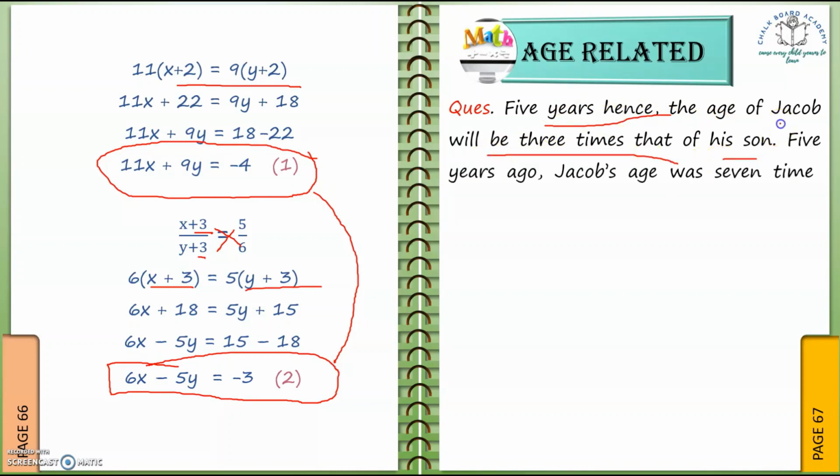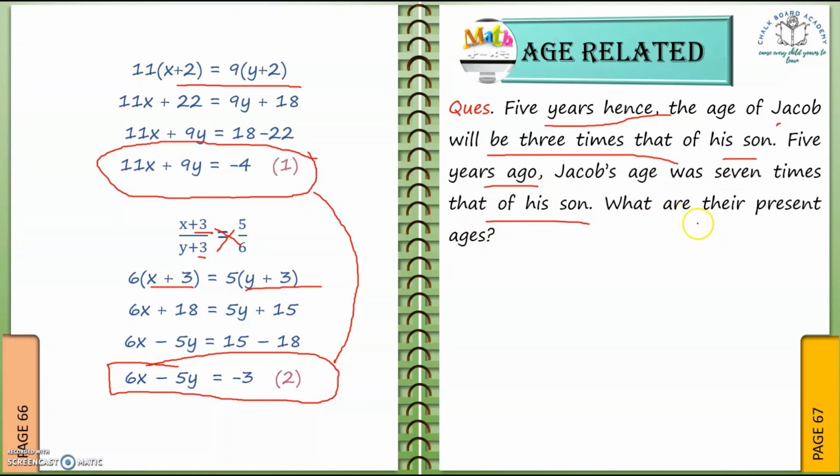So here we have Jacob and his son and the relation of 5 years hence, that is for future. And then 5 years ago, that is past, Jacob's age was 7 times that of his son. So what are their present ages? To do these types of questions, we assume the present ages of Jacob and his son. So present age of Jacob be x and his son be y.